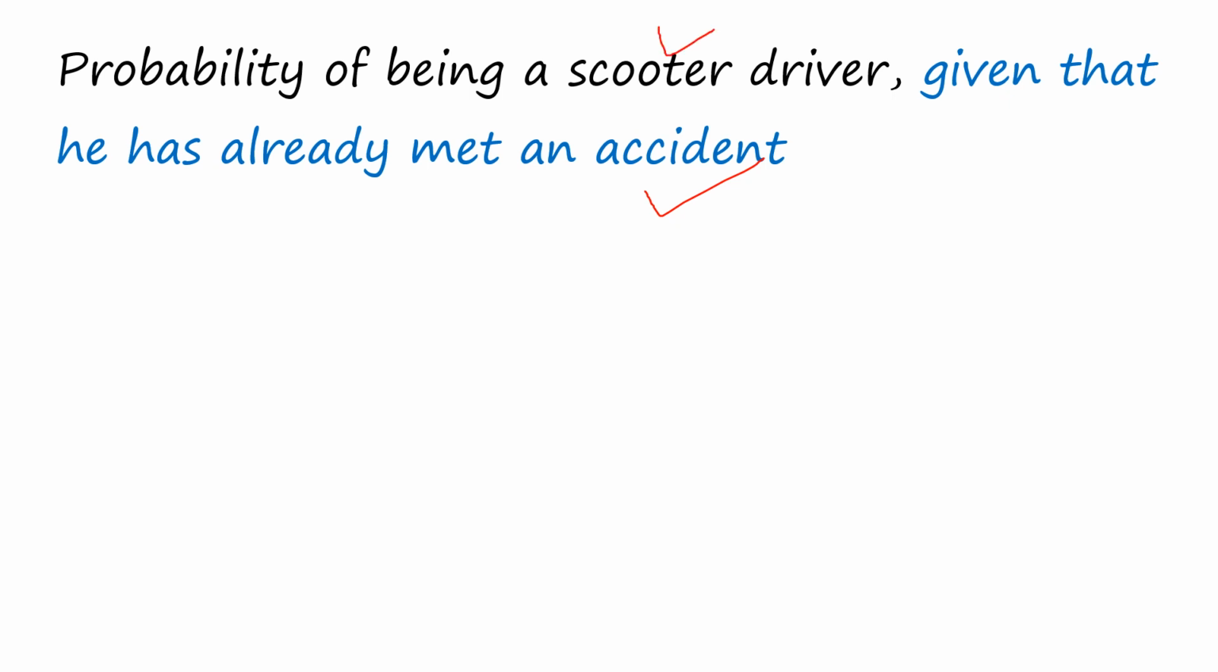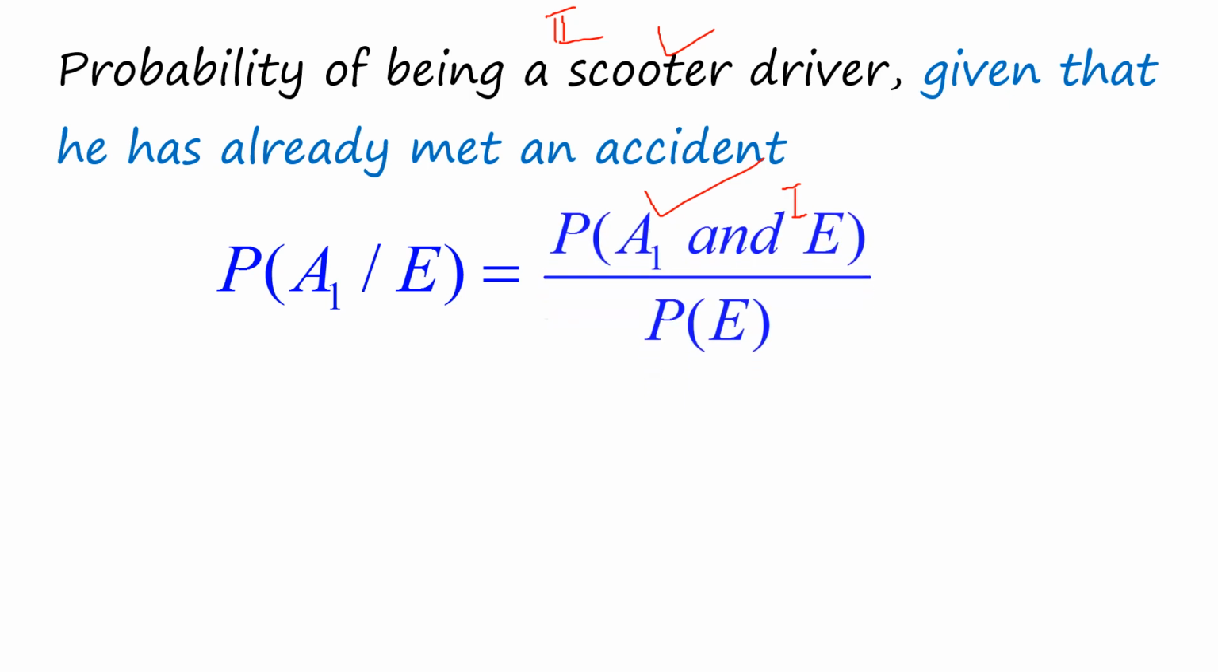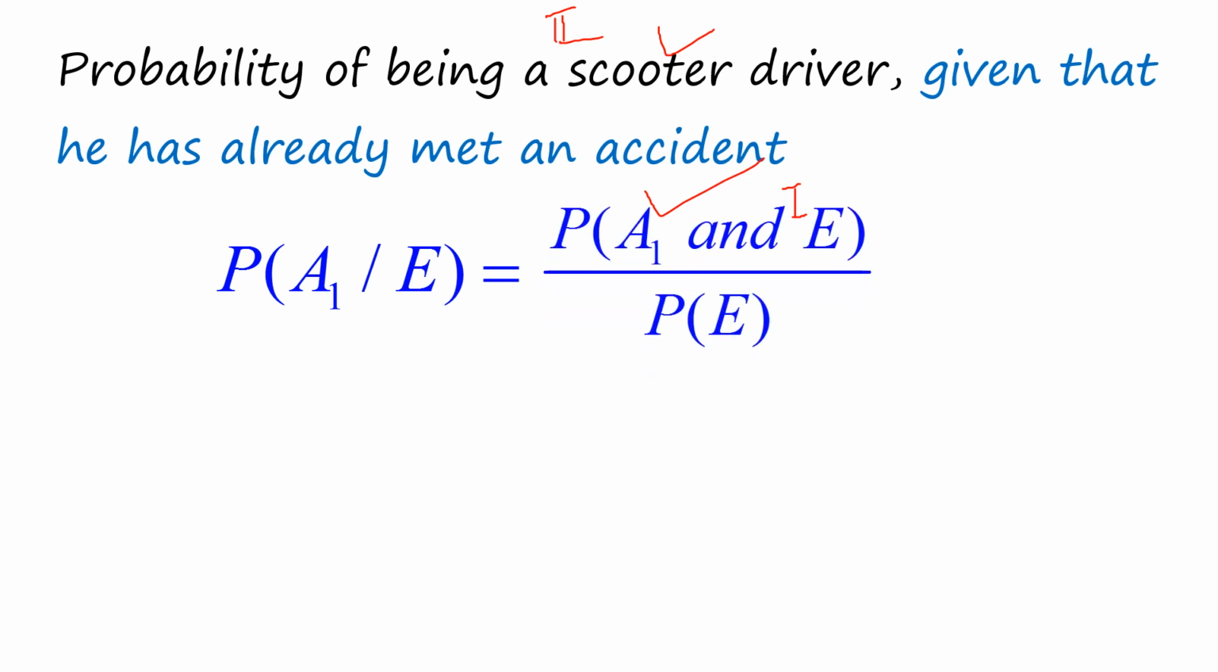So can you say which thing has happened first? Accident is the first activity, and being a scooter driver is our second. So we have to write this information like this: P(A1/A). This means the chance that he is a scooter driver, given that he has already met an accident. So we know the formula from the previous problem. We know how to find this.